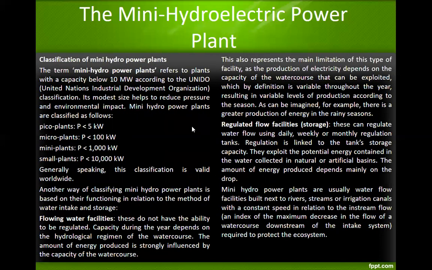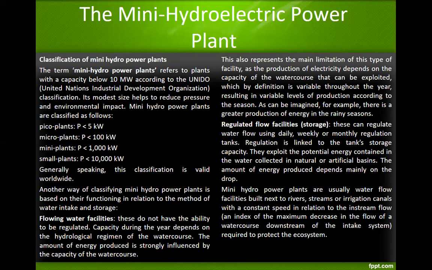Classification of mini hydro power plants. So the term mini hydro power plant refers to plants with a capacity below 10 megawatts, according to UNIDO, United Nations Industrial Development Organization. Its modest size helps to reduce pressure and environmental impact. Mini hydropower plants are classified as follows.